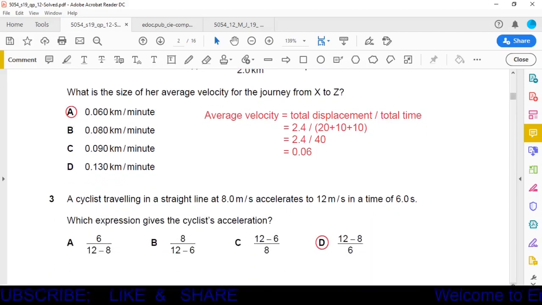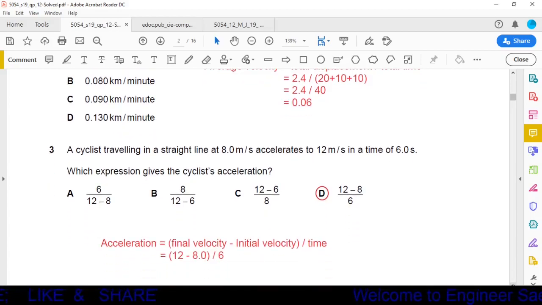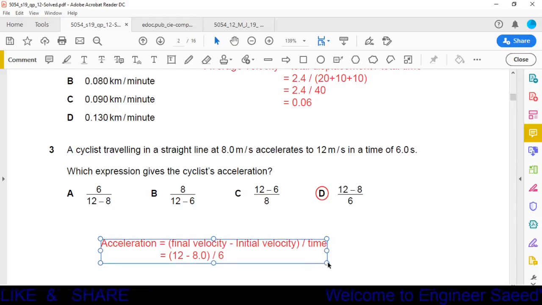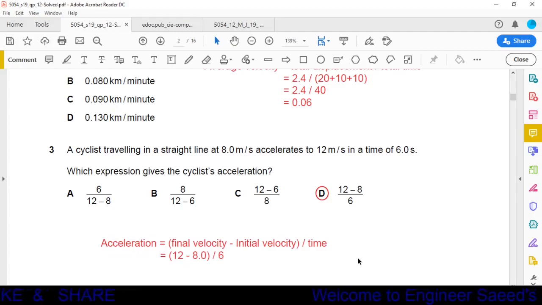Question number 3. A cyclist traveling in a straight line at 8 meter per second accelerates to 12 meter per second in a time of 6 seconds. Which expression gives the cyclist's acceleration? Okay, acceleration is given as final velocity minus initial velocity over time, or we can define acceleration as the rate of change of velocity. So here final velocity is 12, initial velocity is 8 and time taken is 6. So option D is the correct option.